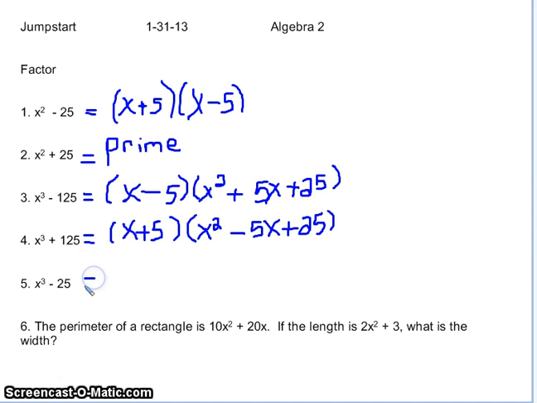And then for number 5, we have a cube and we have a minus, so that works, but 25 is not a cubed number. 25 just factors into 5 and 5. I only have a pair. I don't have 3. So we are going to have to leave this as prime.